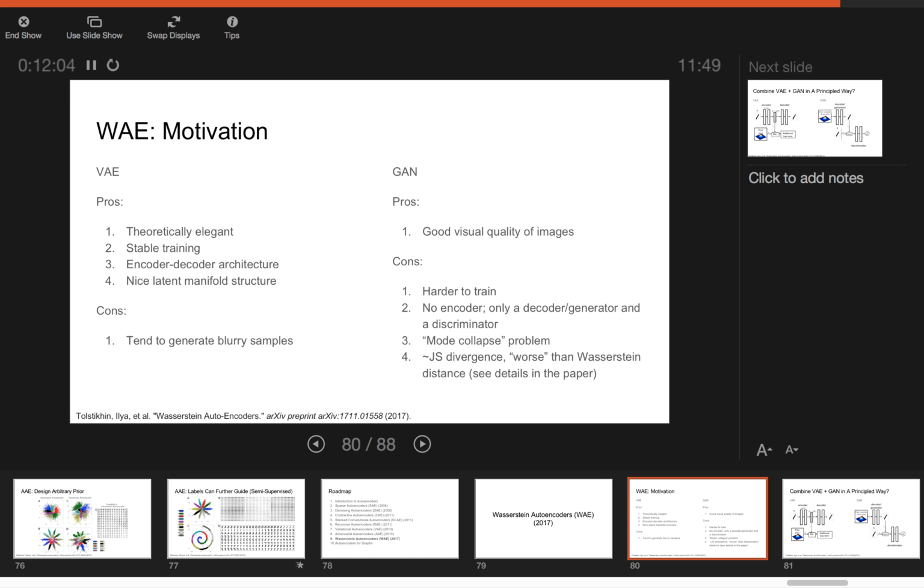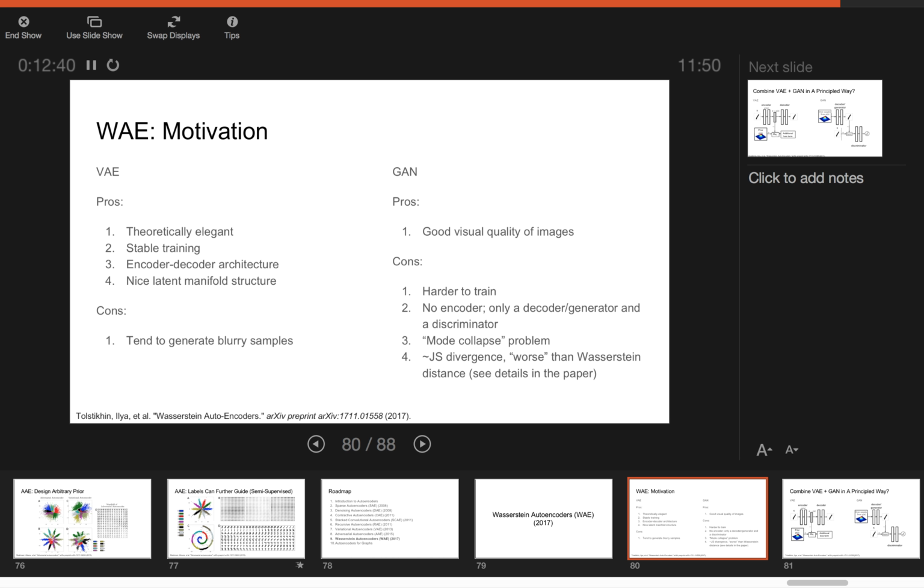And next, VAE has a nice latent manifold structure that we saw before, either some nice clusters or something even better. It has some disadvantages. The one big one is it tends to generate blurry samples. I talked about this with some of my colleagues, and he said it's not always true. Sometimes this is more of an experimental thing. This author claimed that sometimes it's blurry. But GAN can address that because GAN has good visual quality of images.